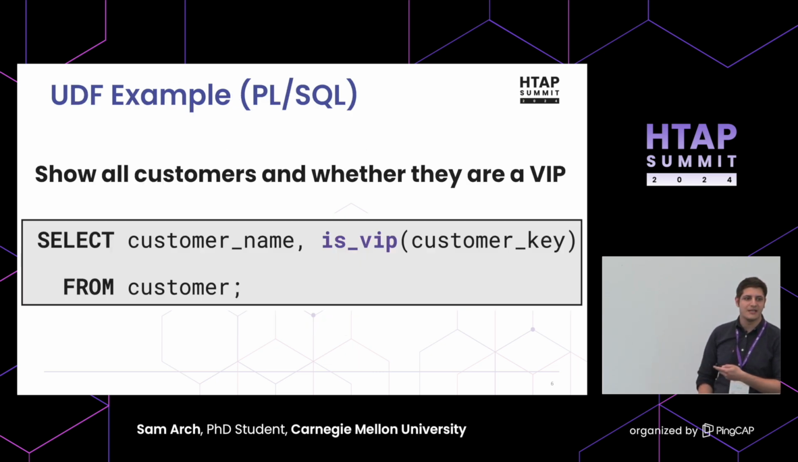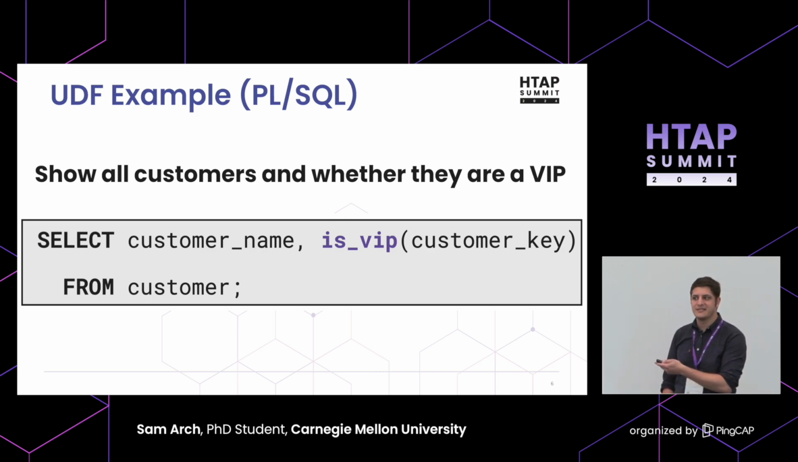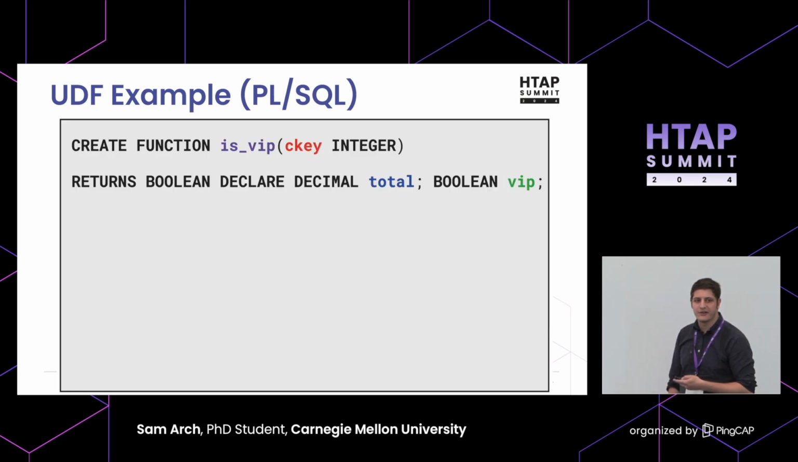So as an example for PL/SQL, imagine we want to write a query like this, where we want to show all the customers and whether they're a VIP. Well, whether a customer is a VIP is specific business logic, so there's not going to be a built-in function for that. So you need to create a UDF in order to do that. So we're going to create a UDF isVIP that takes in a specific customer key and tells us whether they're a VIP or not. So to create this UDF, we're going to use this create function command.